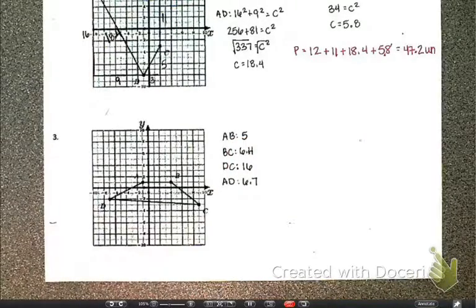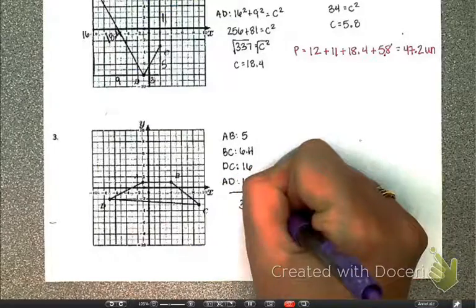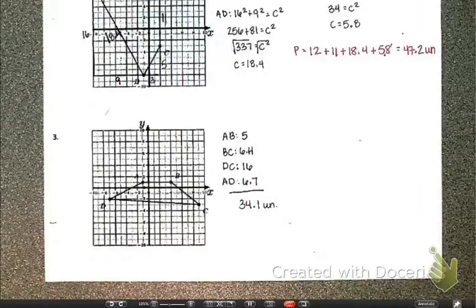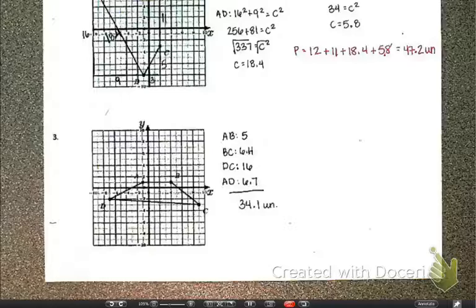So if these are my 4 side lengths and I add them all up, 5 plus 6.4 plus 16 plus 6.7 should give you 34.1 units. Okay. So as you go through this, make sure you understand that you can use distance or Pythagorean theorem. I'm okay with either one. You choose. When it comes to your homework, there are 6 questions.